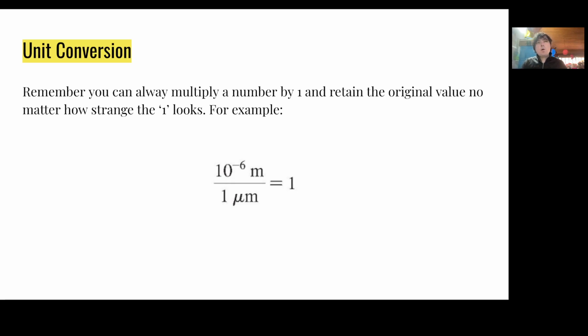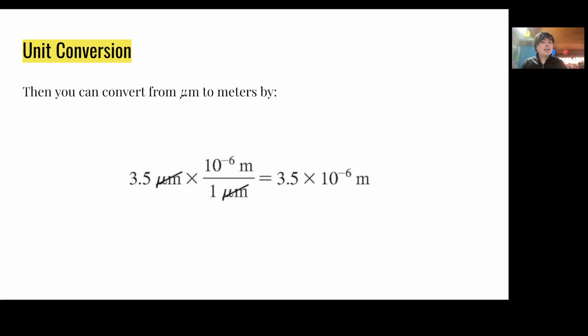Remember, you can always multiply any number by 1 and retain the original value of that number. It doesn't matter how strange the number 1 looks. For example, 10 to the negative 6 meters divided by 1 micrometer equals 1. So, since it's 1, we can multiply it by anything. For example, you can convert 3.5 micrometers into 3.5 times 10 to the negative 6 meters because you multiply the 3.5 micrometers by 1. But 1 is 10 to the negative 6 meters over 1 micrometer.